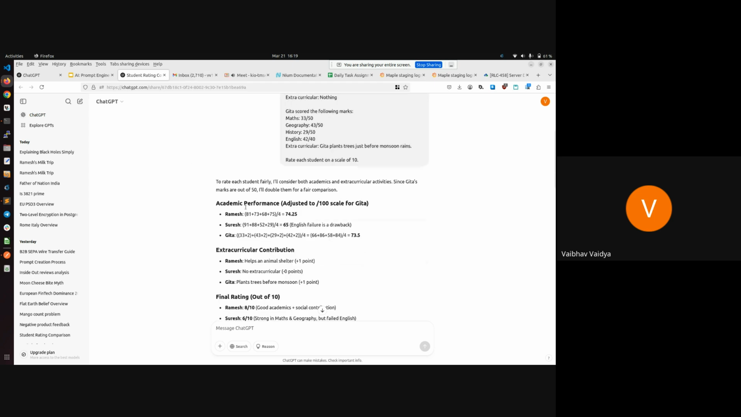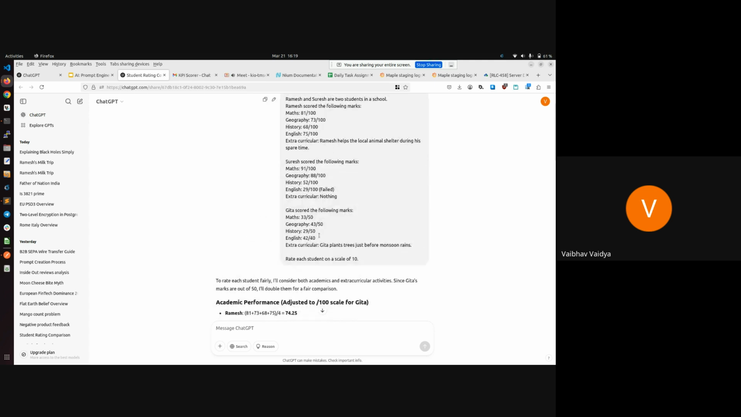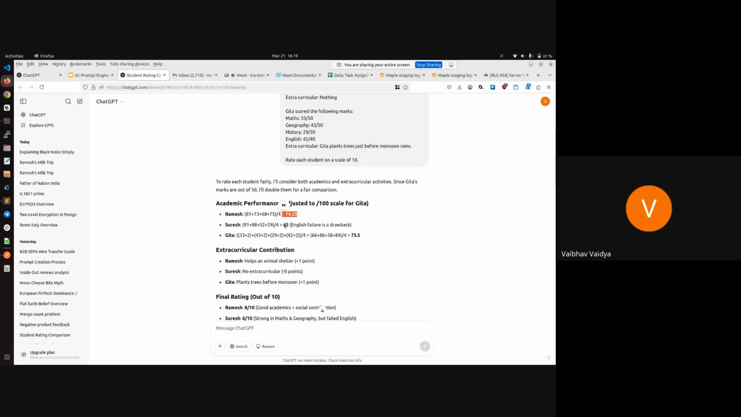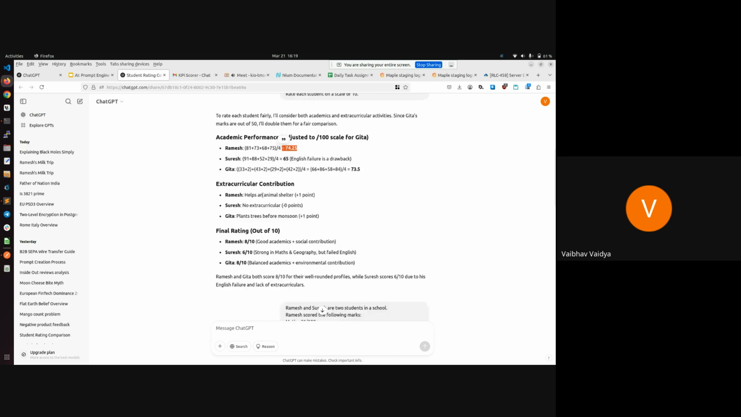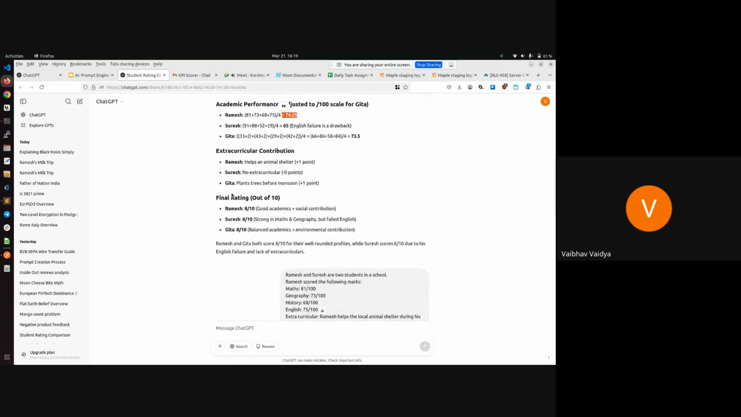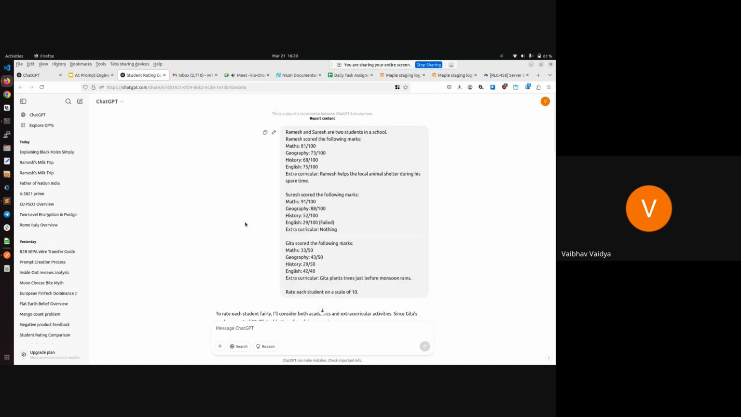So the first time, AI does this work. It comes up with totals. Since I mentioned 4 subjects each time, it is dividing by 4. It is coming up with totals and it is also giving some points for the extracurricular activities. It's giving me a particular result for Ramesh, Suresh and Geeta. I didn't change anything.